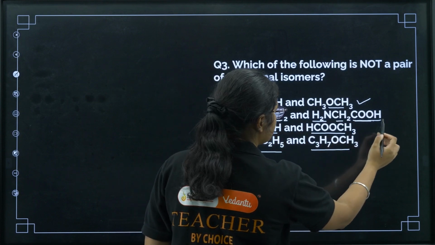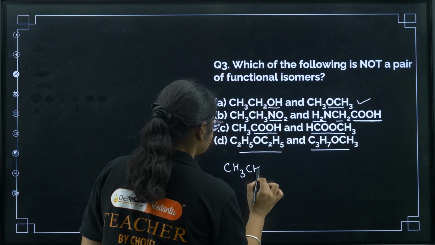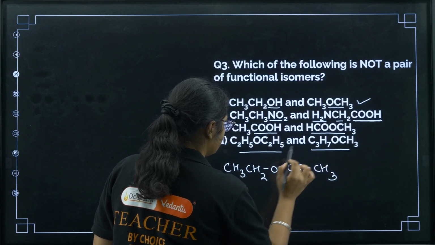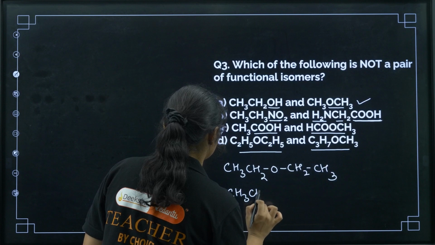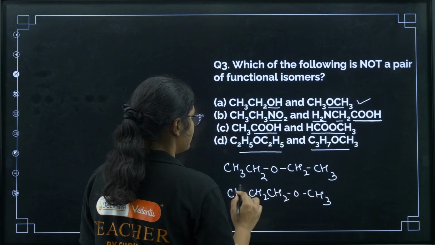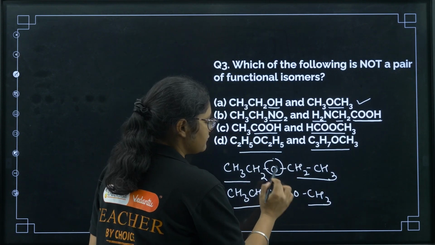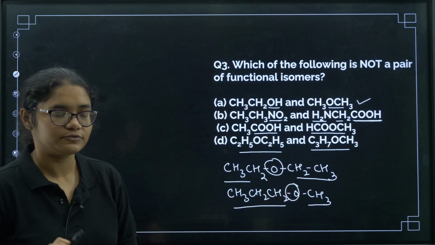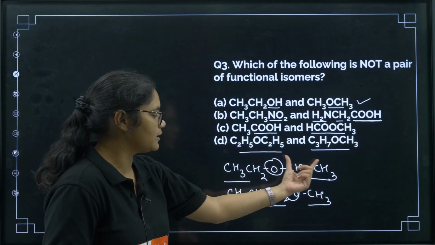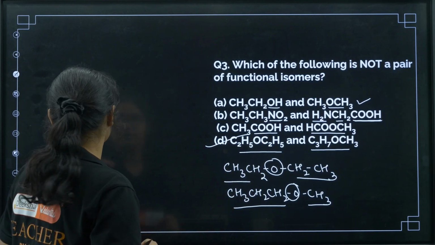Here you have nitro group and here you have acid group. But here if you see the structure, it is like this: CH3CH2OCH2CH3, right? And here you have CH3CH2CH2OCH3. Okay, so this is 2 and 2 and this is 3 and 1, right? So this is also an ether functional group, this is also an ether functional group. So these are not functional isomers, rather these are metamers, where you have a different number of carbons along the sides of the oxygen. So the correct answer is option number D.